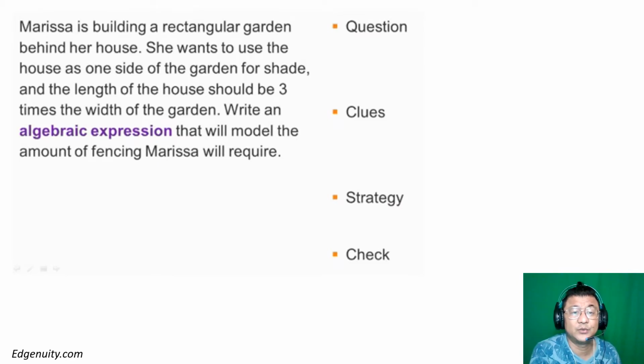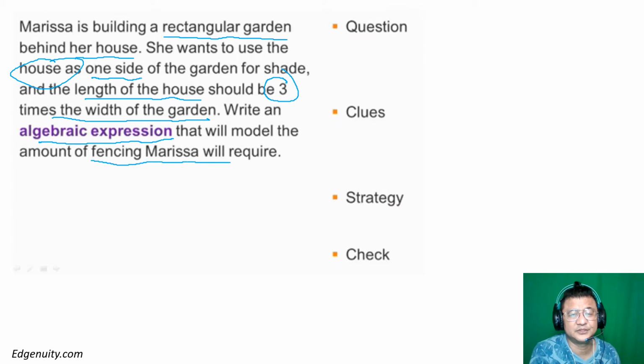Marissa is building a rectangular garden behind her house. Okay, we know that. And she wants to use the house as one side. The house is one side of the garden for shade. And the length of the house should be 3 times the width of the garden. We will write an algebraic expression that will model the amount of fencing Marissa will require.